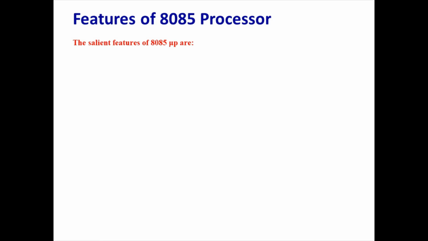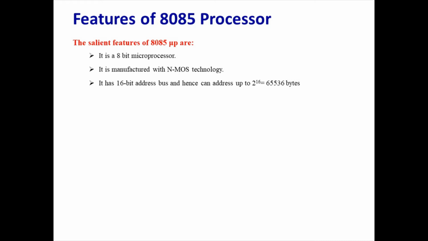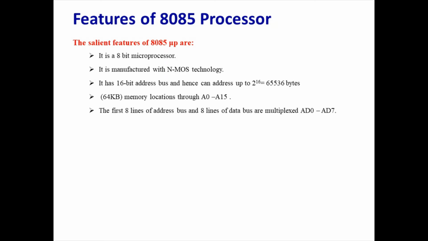Before discussing the individual blocks, let me discuss the features of the 8085 microprocessor. The first feature is that it's an 8-bit microprocessor. It is manufactured with NMOS technology, one of the oldest technologies. It has a 16-bit address bus and hence it can address up to 64 KB of memory. 64 KB of memory locations can be addressed through the address lines A0 to A15.